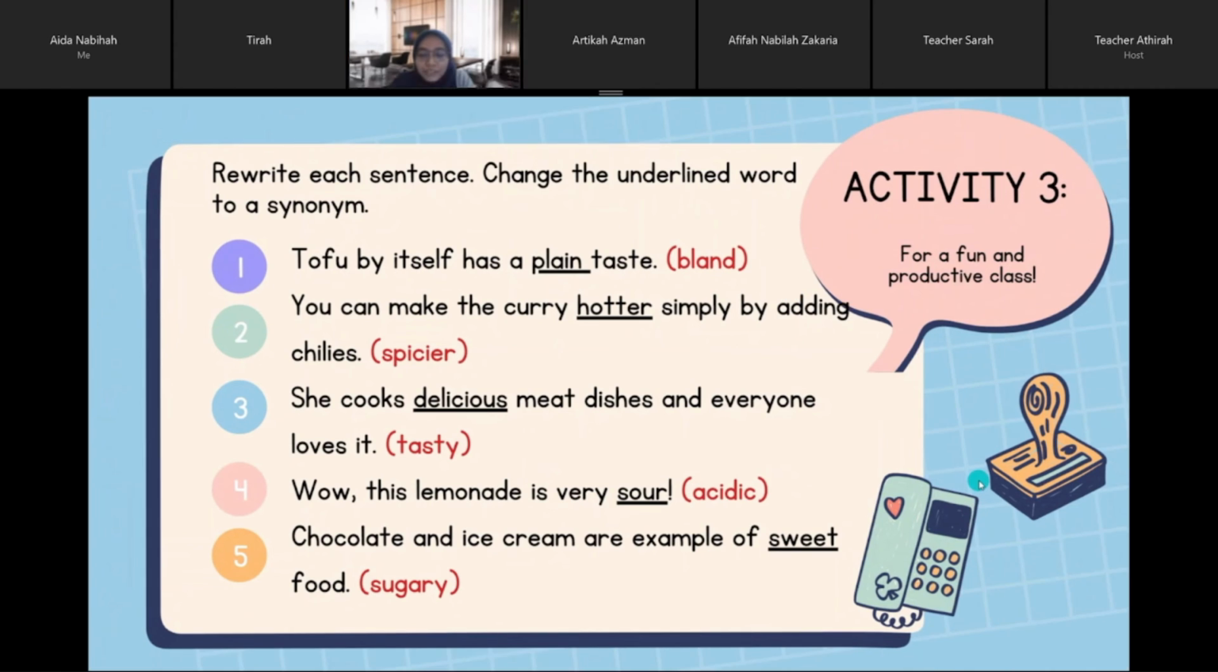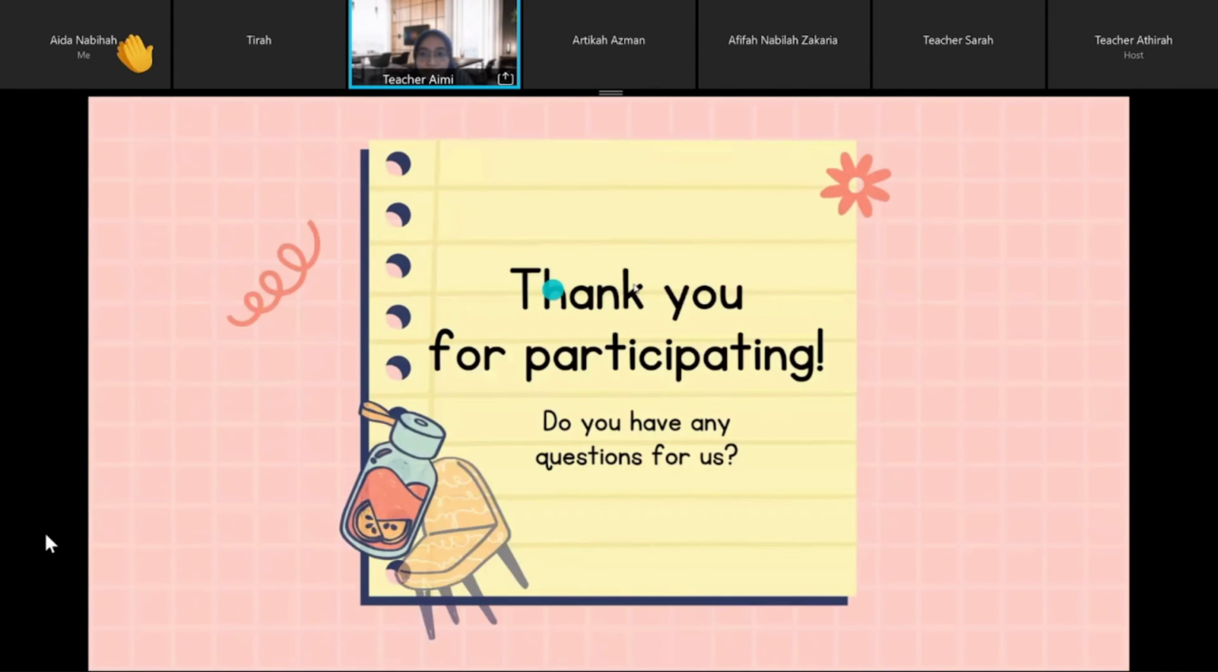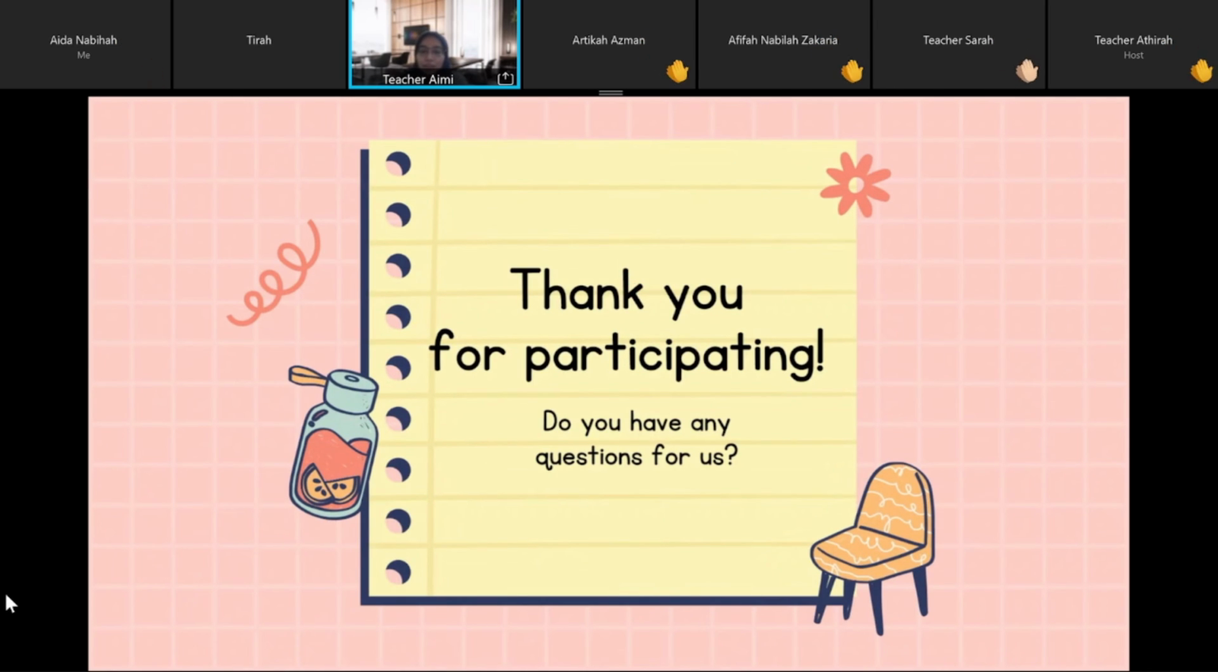Okay, before we end our lesson, can someone tell me what we have learned in today's lesson? Food adjectives, teacher. Yes, correct. So we have learned about the synonyms of food words, right? We have learned about describing food by using adjectives, and then we use a synonym to replace the word to avoid word repetition.